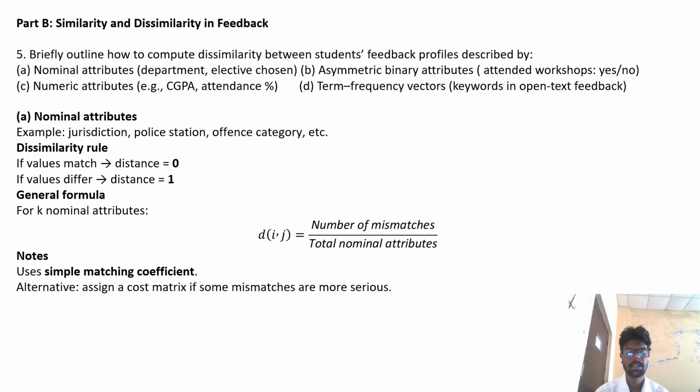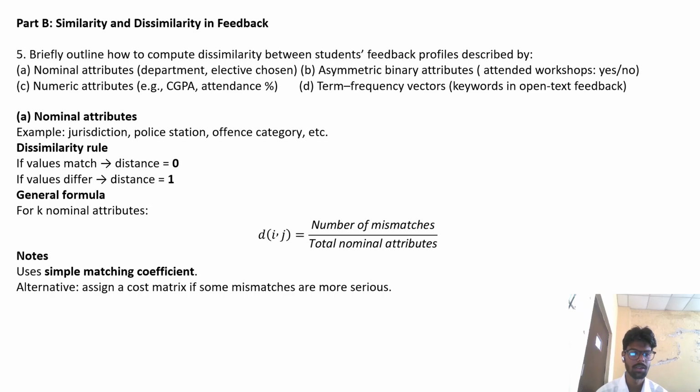Now we start with part B of this internal paper, similarity and dissimilarity in the feedback. Starting with the fifth question: briefly outline how to compare dissimilarity between students' feedback profiles described by A, nominal attributes, department and elective chosen. B, asymmetric binary attributes, attended workshop, yes or no. C, numeric attributes, for example CGPA or percentage attendance. And D, term frequency vector, keywords in the open text feedback.